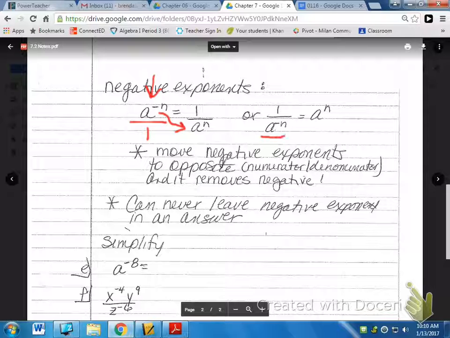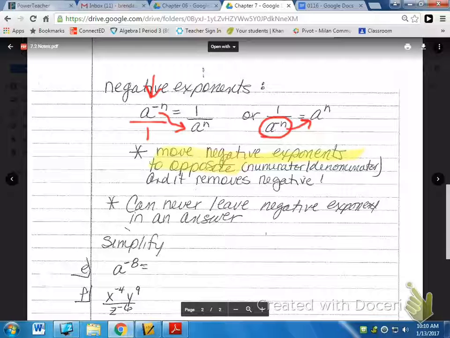Now, if that negative exponent on a base is in a denominator, you move it up. The base stays the same, the number of the exponent stays the same, except it becomes its opposite. So this says something really important: move negative exponents to the opposite, numerator or denominator, and it removes the negative. Everything else stays the same.